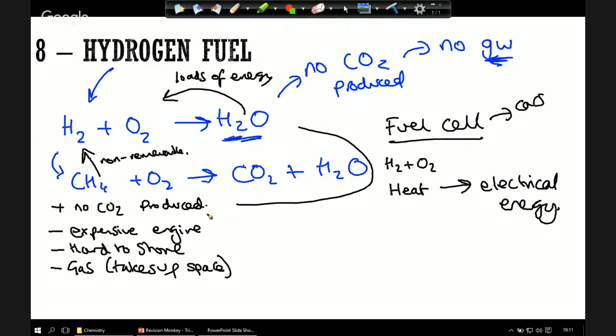Bear in mind that they might ask you a 6-mark question on that one. They might ask you for advantages of hydrogen fuel and disadvantages compared to other conventional fuels, and leading into this idea of the fuel cell.